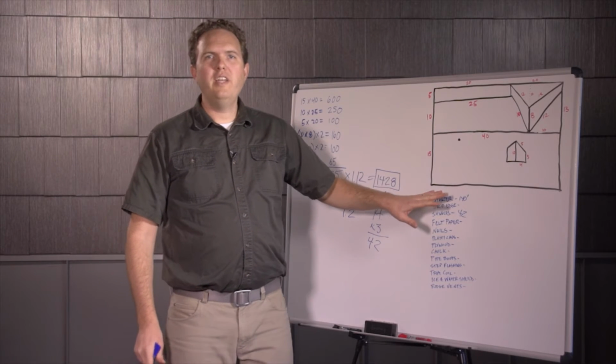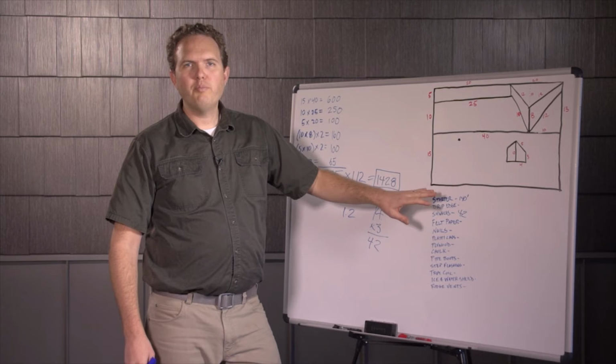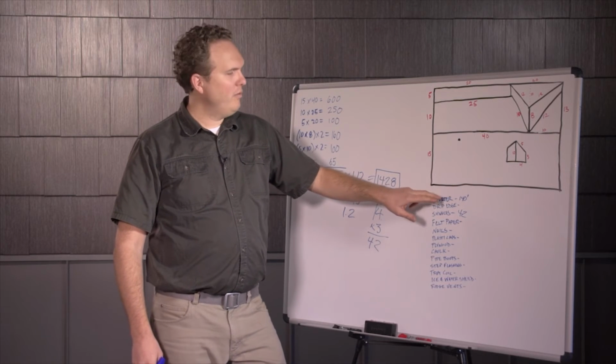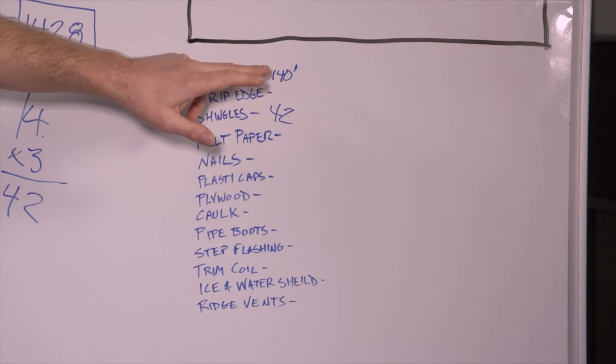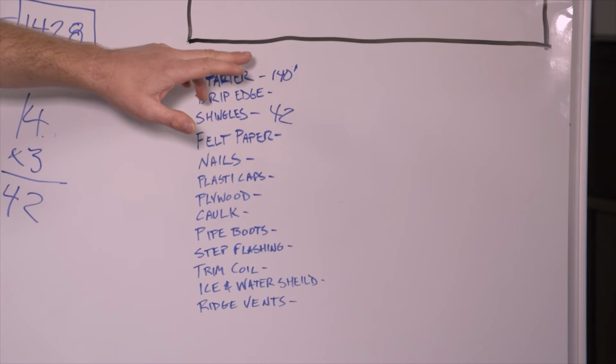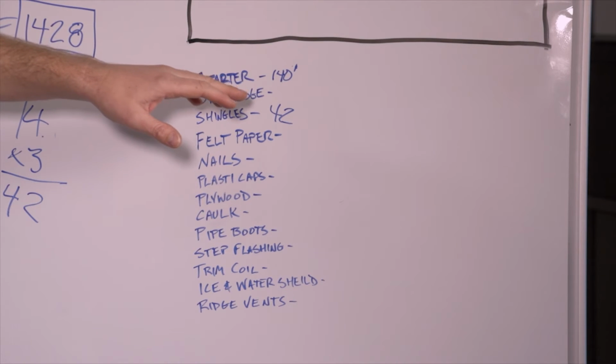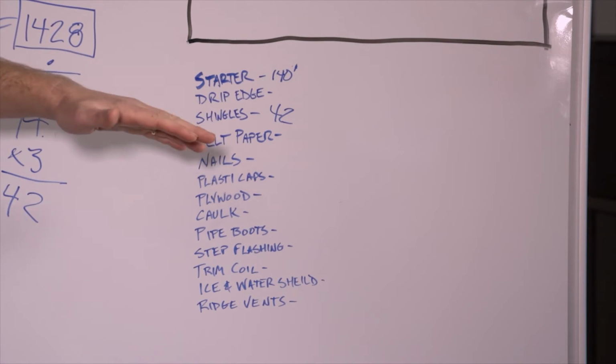So I've gone through and added up all of the measurements around the perimeter for my diagram, and I realized I need 140 feet of starter. Now, we'll get into this in a section on starter shingles, but for now, I'll just say that I like to use a designated starter shingle.